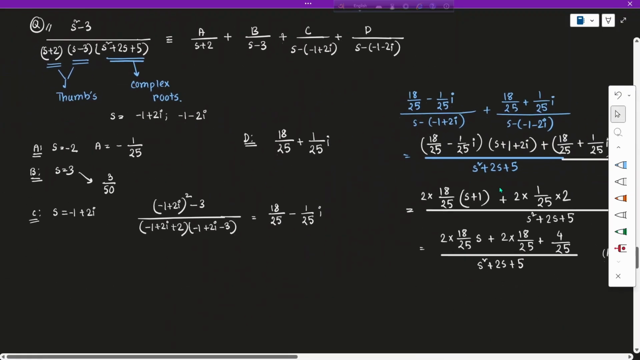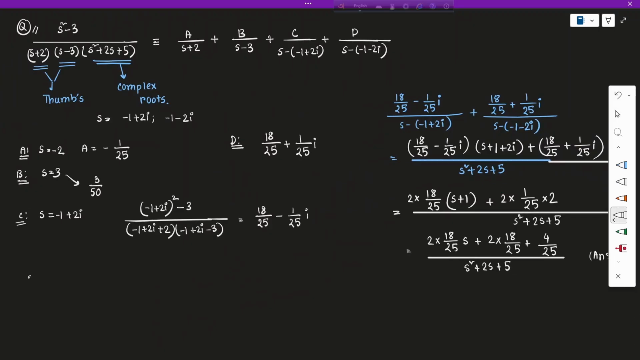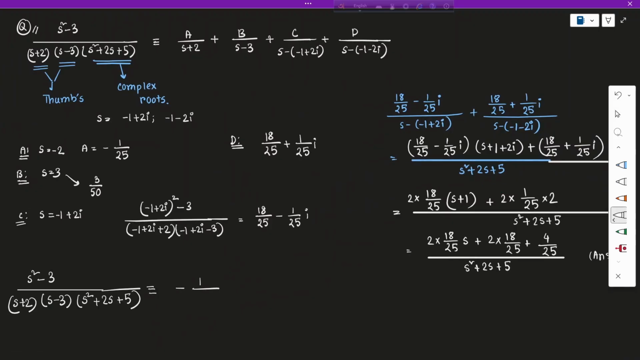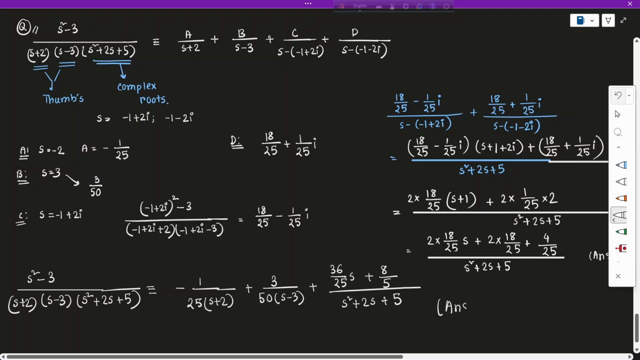So what we can do in the final part is that the whole expression is going to be the value of e is negative 1 by 25 times s plus 2. All right, so that's the answer. And I hope you have understood this method.